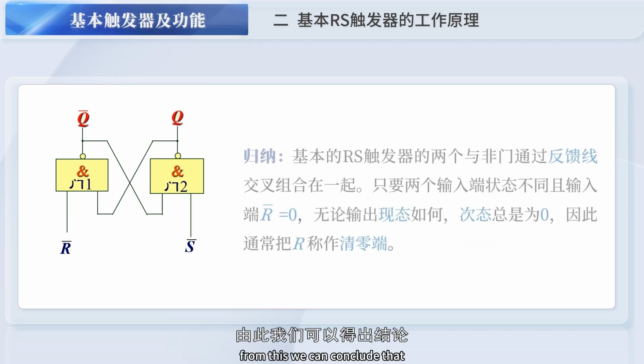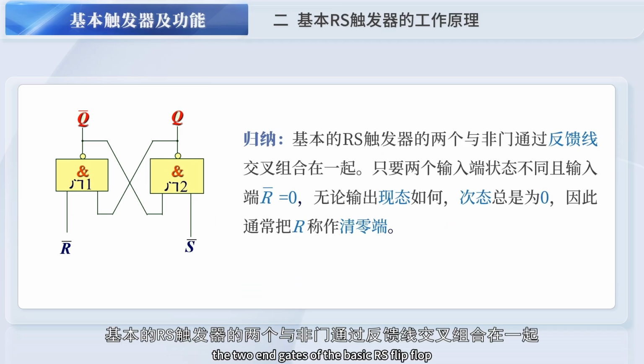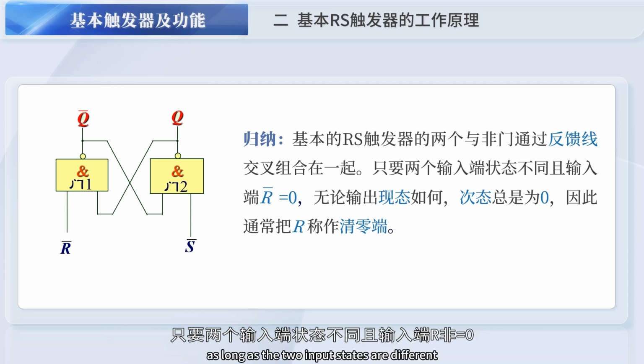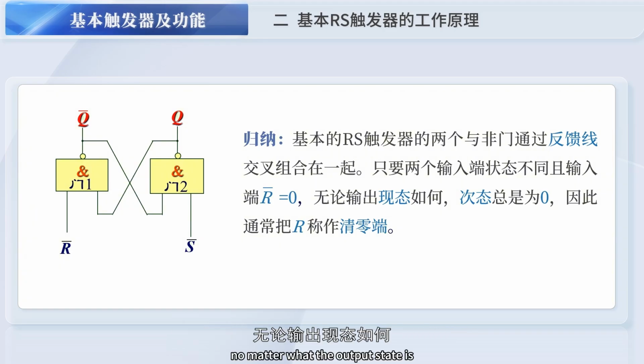From this, we can conclude that the two NAND gates of the basic RS flip-flop are combined by feedback lines. As long as the two input states are different and the input R bar is equal to 0, no matter what the output state is, the next state is always 0. Therefore, R is usually called the clear terminal.